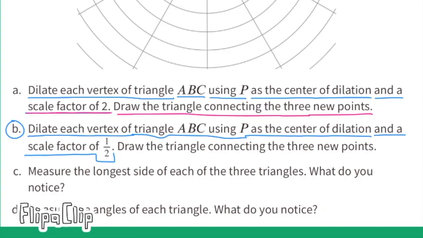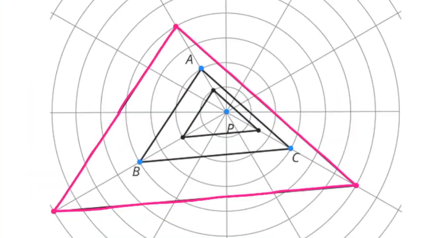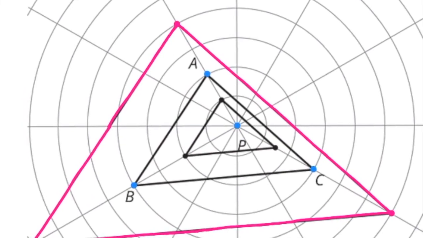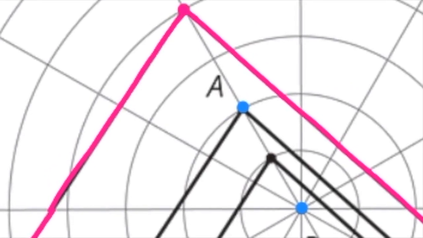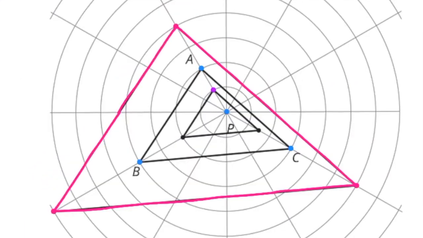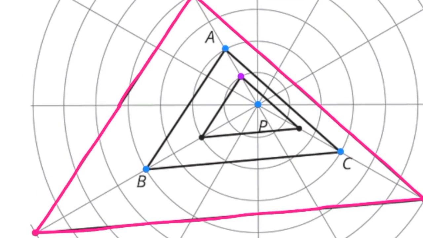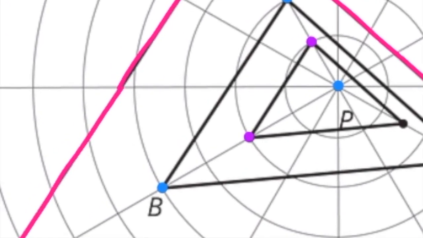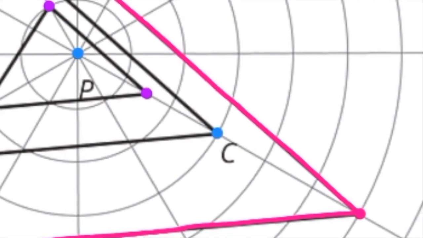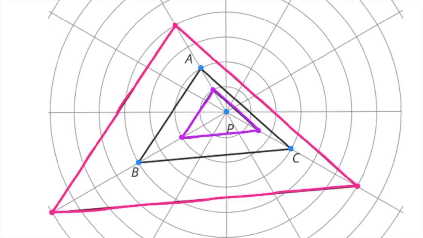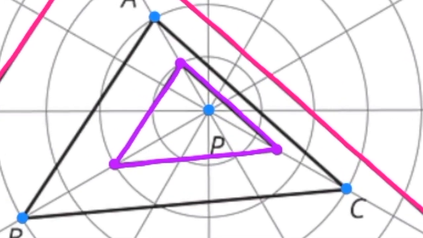B. Dilate each vertex of triangle ABC using P as the center of dilation and a scale factor of 1/2. This next triangle has a scale factor of 1/2, so we need to start at center point P and go halfway to point A and put our first point. Then start at center point P and go halfway to point B and put our second point. And finally start at center point P and go halfway to point C and put our third point. Draw the triangle connecting the 3 new points.